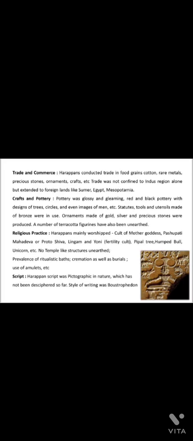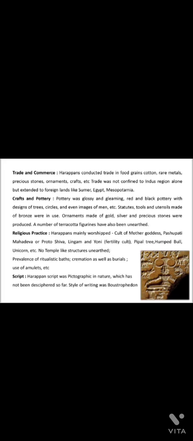Now, no temple-like structures have been discovered in any part of the Harappan civilization, but the most commonly found monumental structures, including the Great Bath, suggest that there had been many ritualistic practices, including ritualistic bathing. At the same time, we see that both cremation and burials were quite prevalent. At the same time, the use of amulets suggested the belief in ghosts and evil spirits.